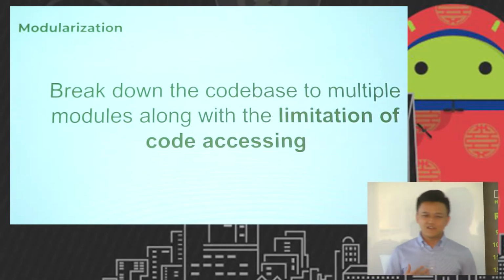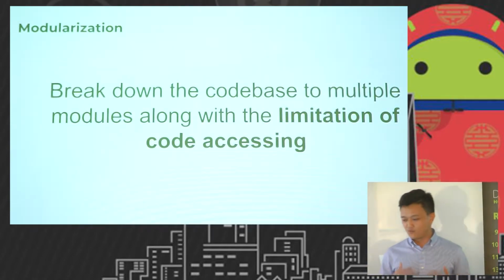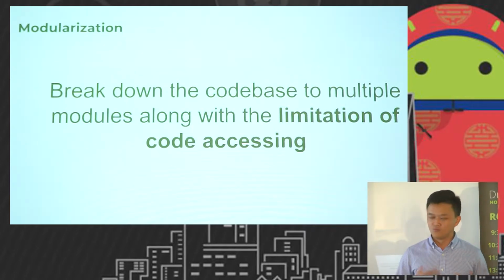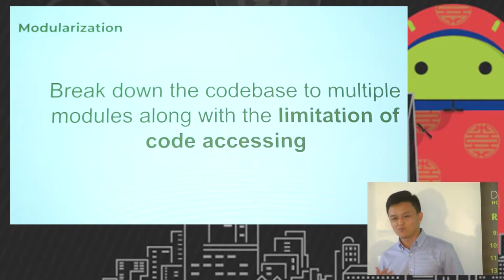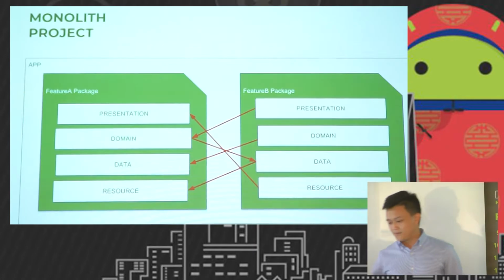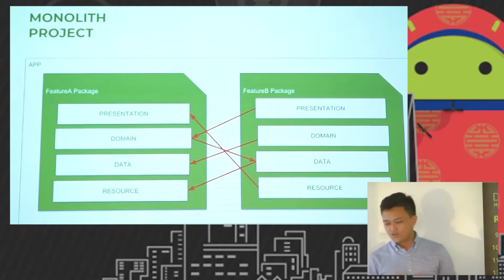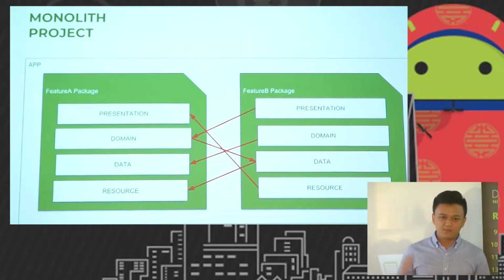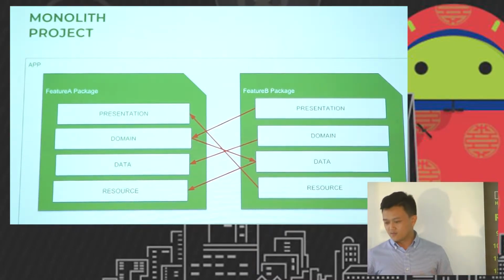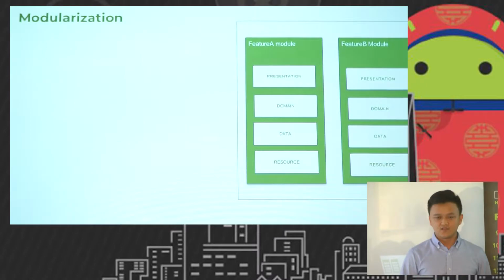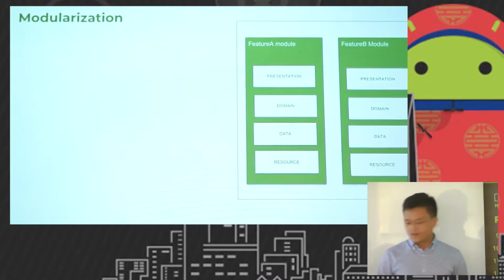So modularization means that you have to break down your code base into multiple modules along with limitations of code access. Let's get back to the monolith approach, right? In the monolith approach, every class, every resource can be accessed from everywhere. But now for the modularization approach, you cannot have access if you don't add the dependencies.